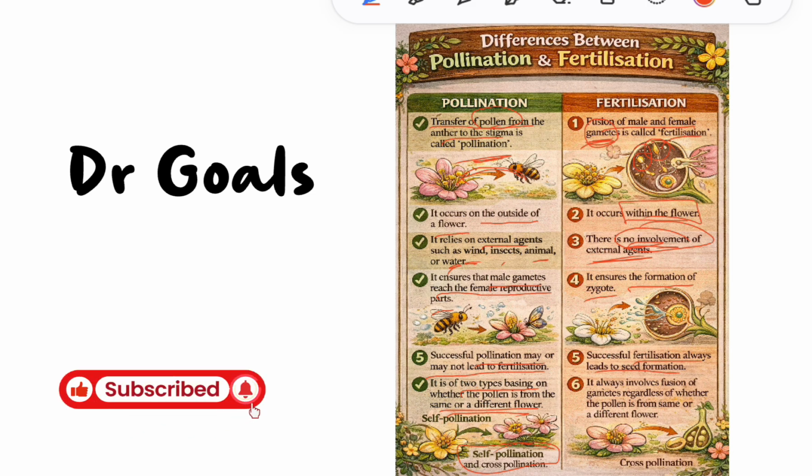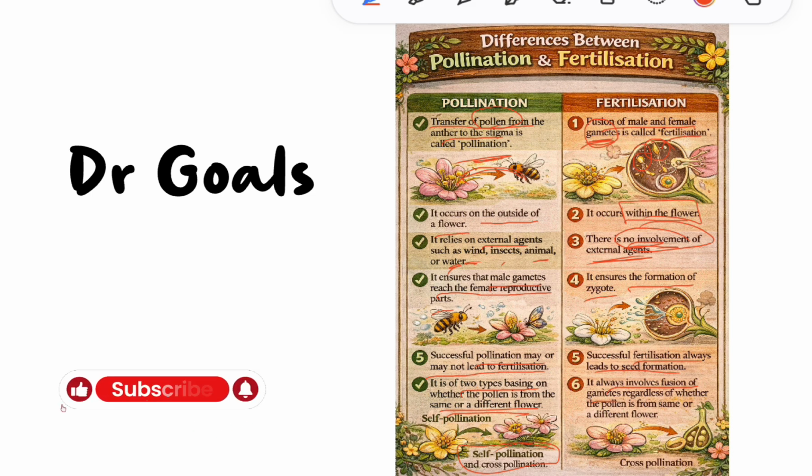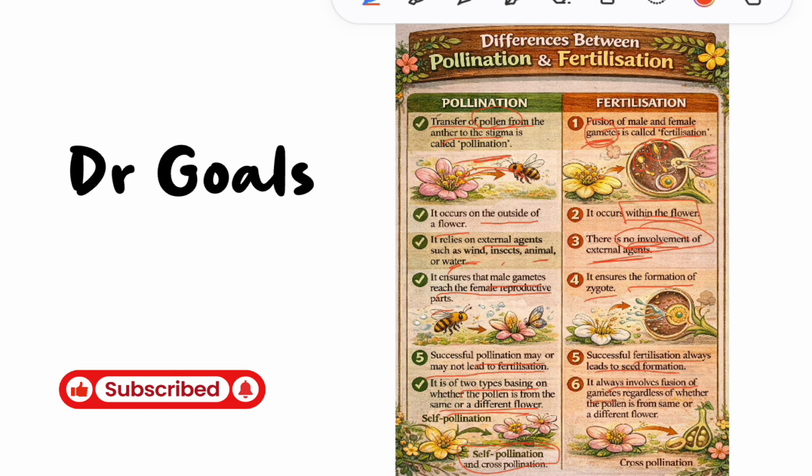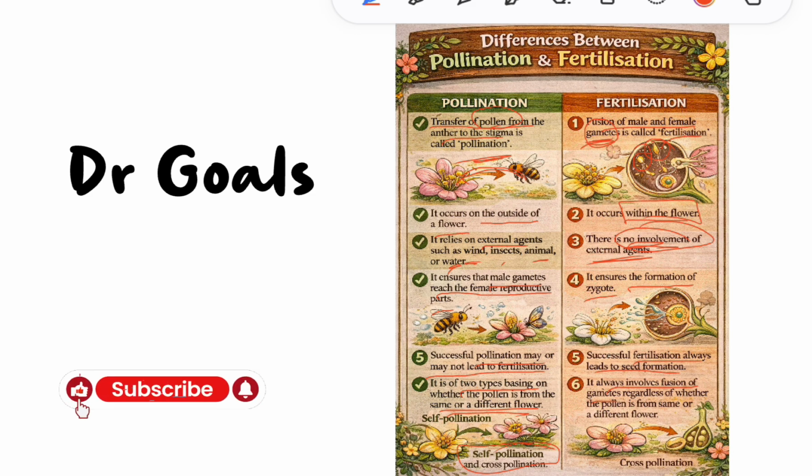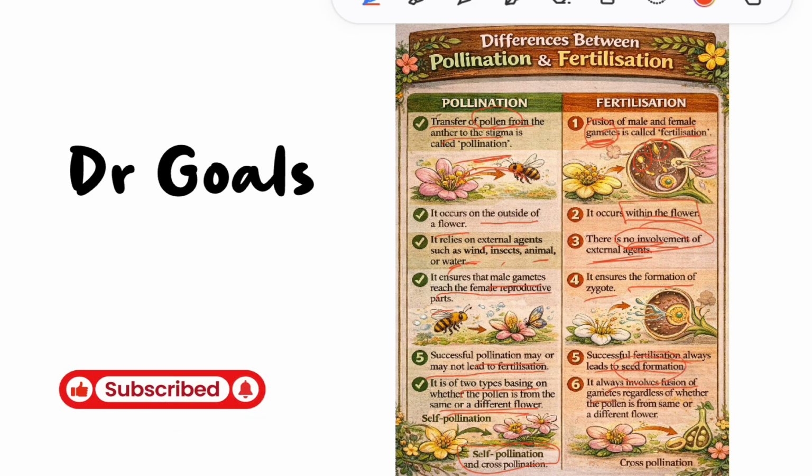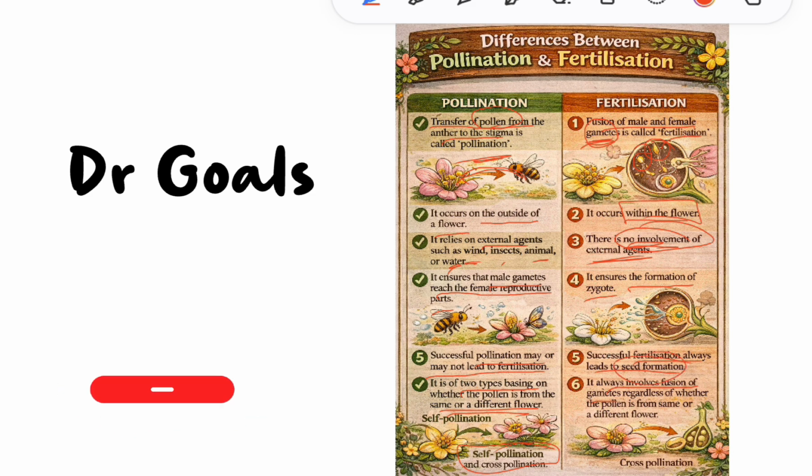And next, the sixth point is that fertilization always involves the fusion of gametes, regardless of same or different flower. That means there is no difference between the same flower or a different flower. The fertilization process depends only upon the gametes, which leads to zygote formation and later seed formation. So these are the major differences between pollination and fertilization.